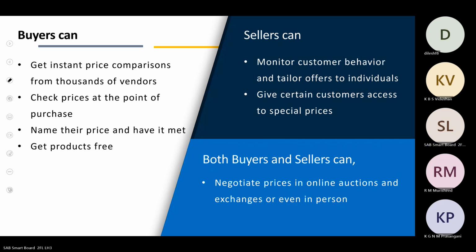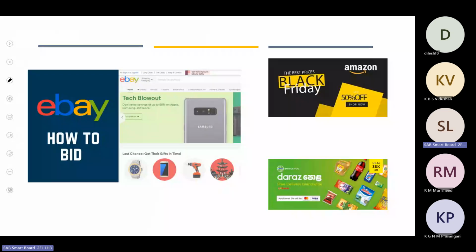So different customers may get different prices. If we are loyal customers, we are offered different prices or maybe some discounts. Maybe even first-time buyers may get some discounts, to promote their products to customers. Also on eBay, both buyers and sellers can negotiate prices in online auctions and exchanges, even in person. So these are the online practices, and these are some of the platforms we can see.